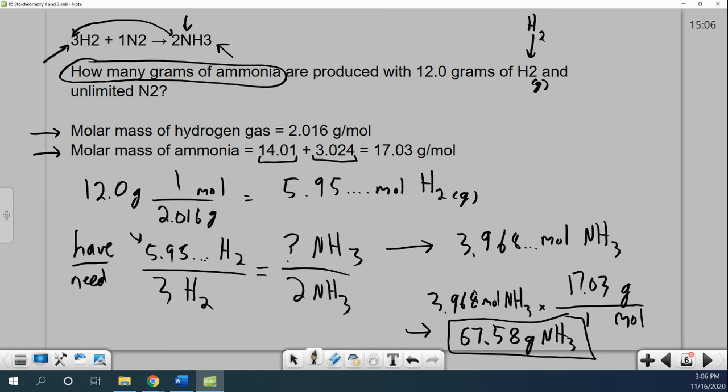It's a little weird, but it has to do with the fact that hydrogen is so darn light compared to what an ammonia weighs. So that answer does actually make sense if you think about the weight of an ammonia being 17 versus the weight of a hydrogen only being 2.